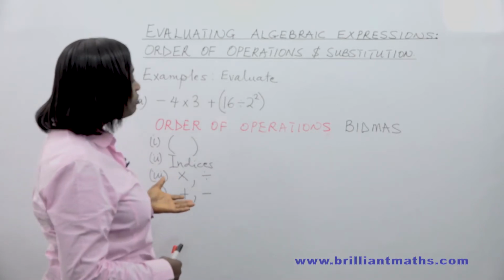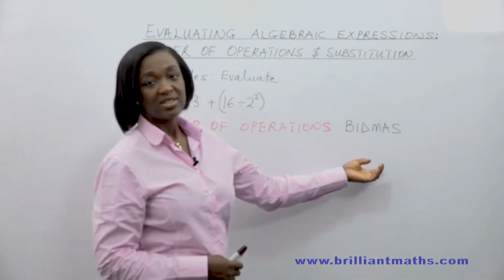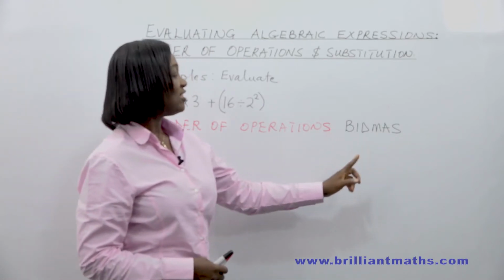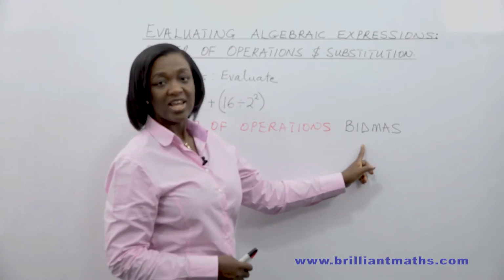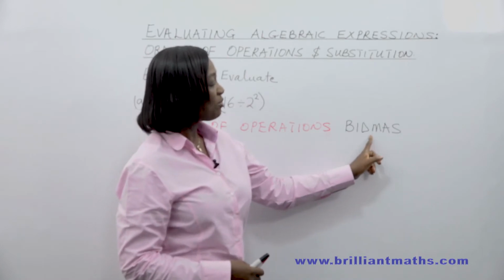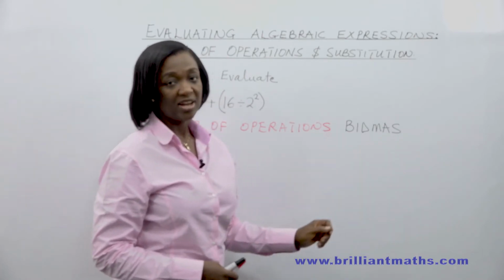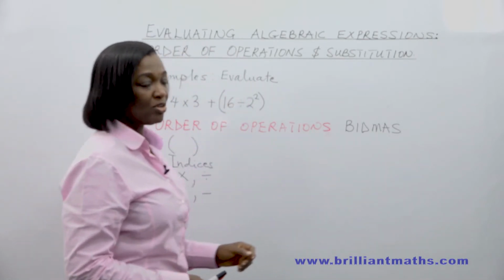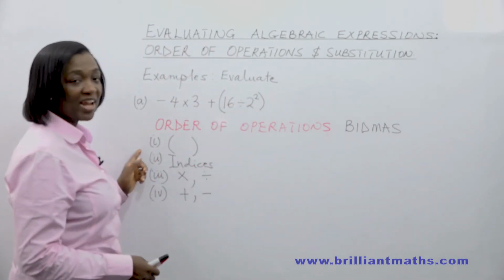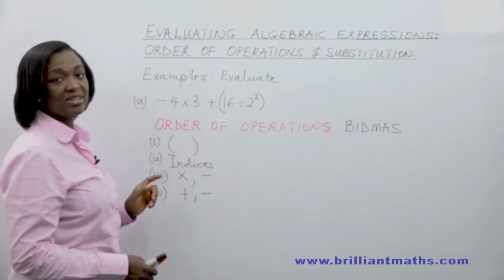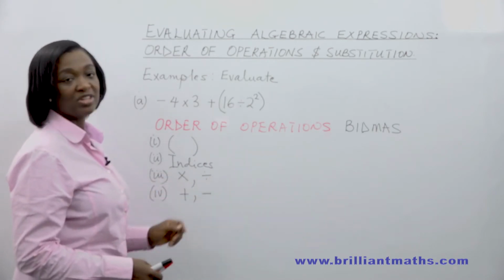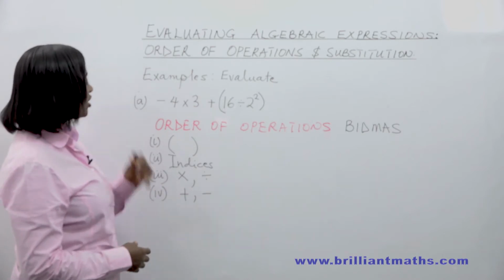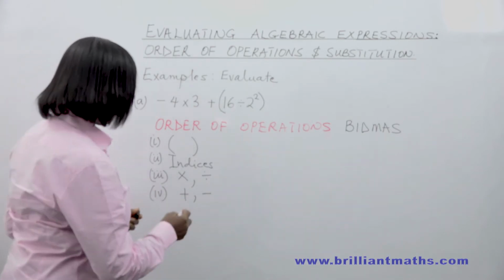In some books, you'll find it as BIDMAS, meaning you focus on the bracket first, then you work on anything that concerns indices. Division and multiplication can be done side by side. Same with addition and subtraction. So the order is bracket, indices, multiplication and division, addition and subtraction. So let's look at the first example. Let's work it out now.